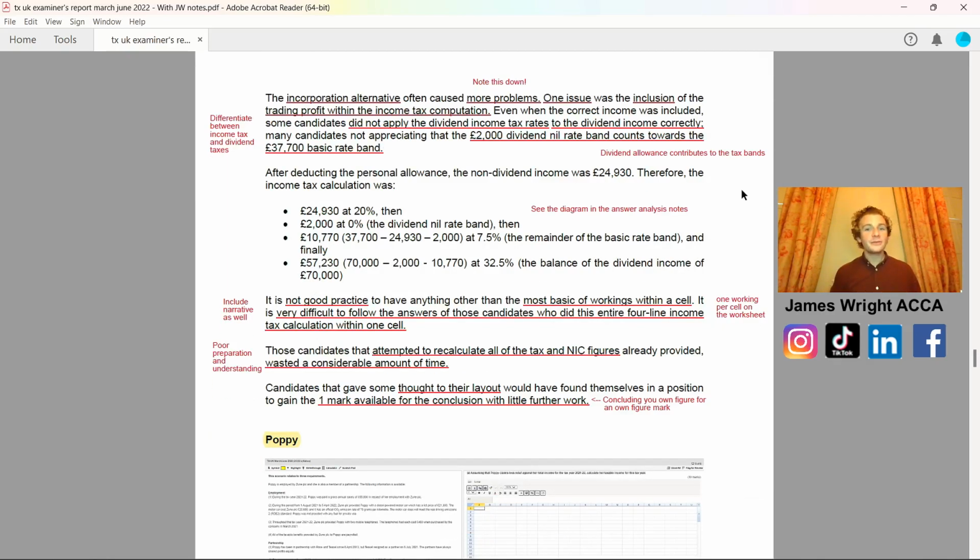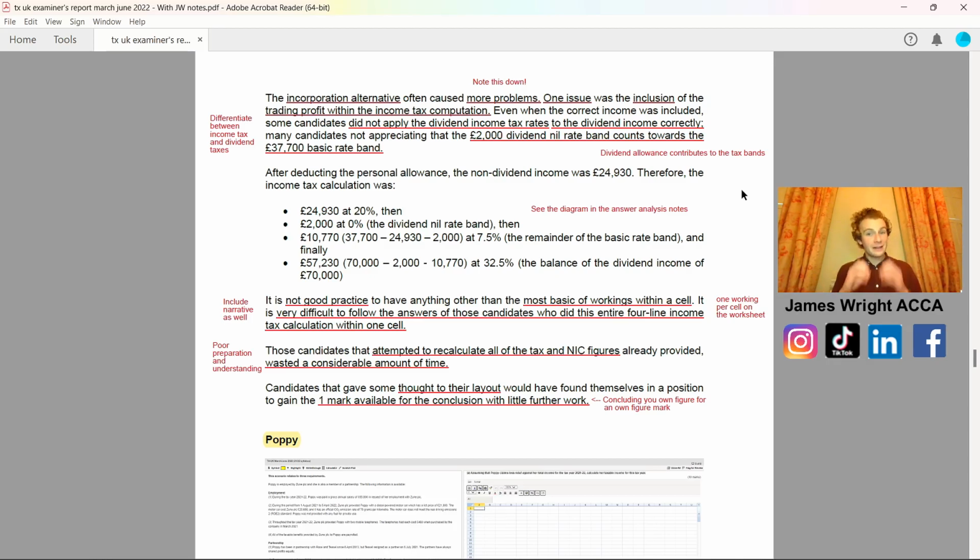The next key notes, and I've put this down on here, differentiating between income tax and dividend taxes, a classic taxation area that you could be tested on in your exam. And they've highlighted the incorporation alternative caused more problems, inclusion of trading profits in the computation was another issue, and did not apply the dividend income tax rates to the dividend income correctly.